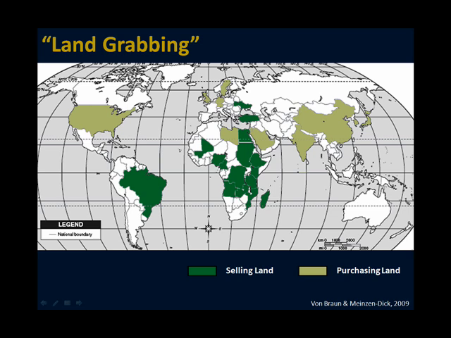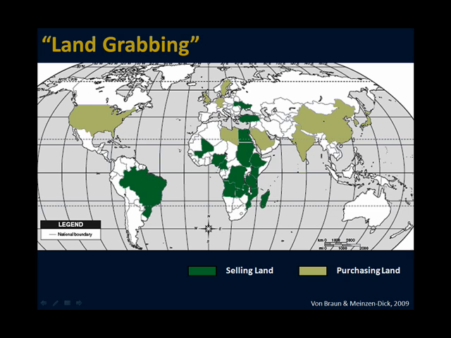So, you know, this is something that just doesn't quite make sense. And as you can see on this map, the countries in green have either sold or leased land to countries, particularly those in the lighter greenish-gray color that you see on this map.